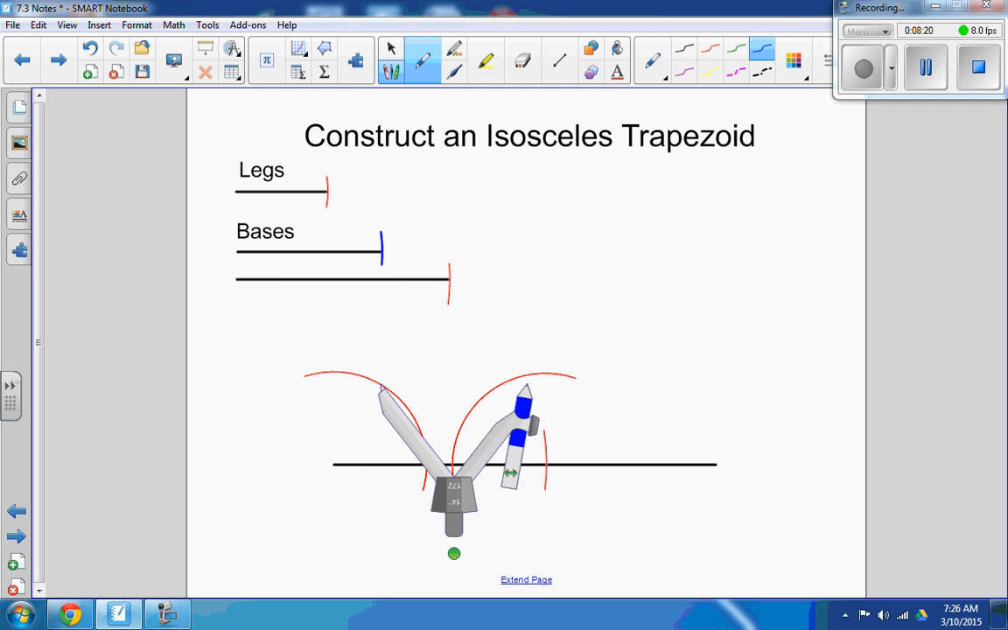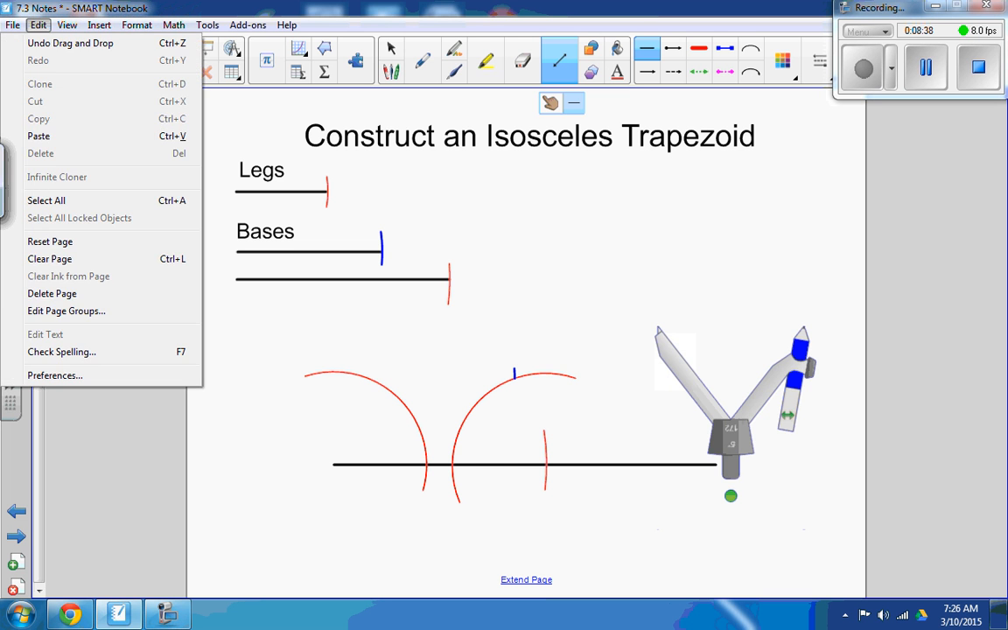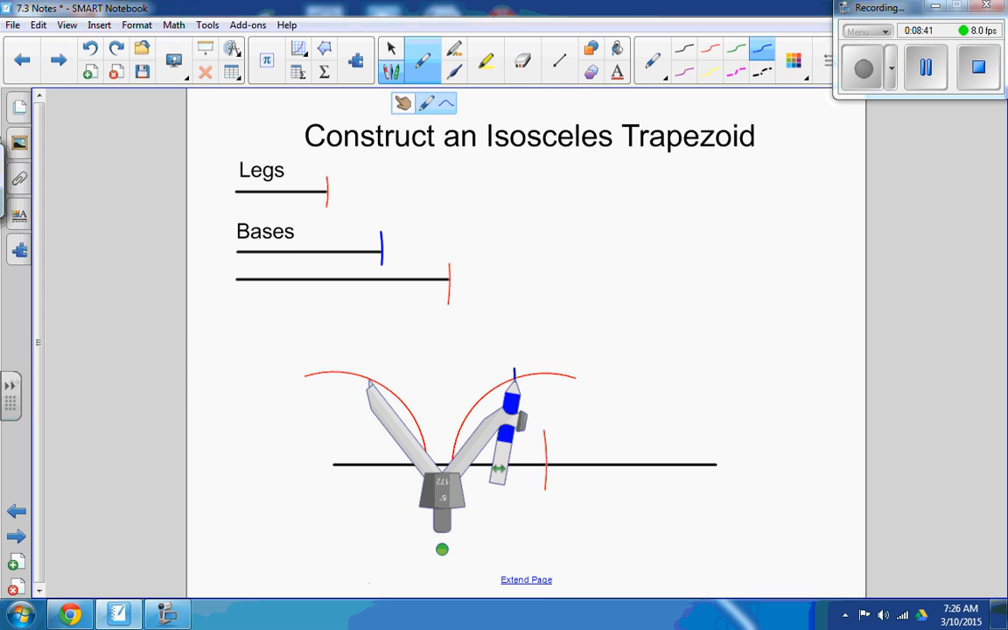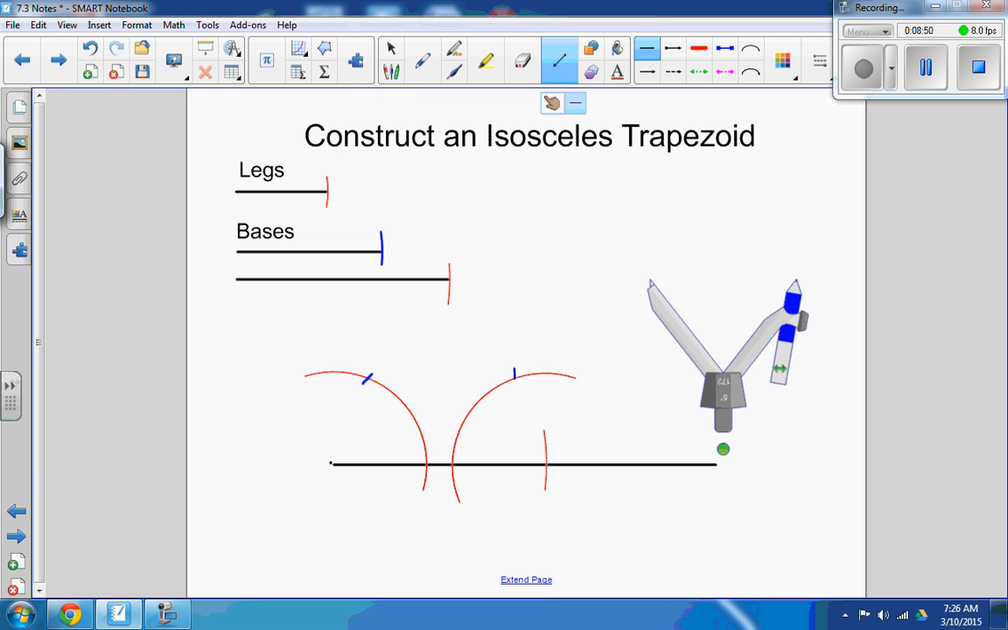Now I'm going to move my rotation point along my first arc until it's hitting the second arc. There we go. You can see it hit that second arc. I forgot to mark the other side. Now I can connect my lines, and there we go. I have an isosceles trapezoid. And that is the end of this section.